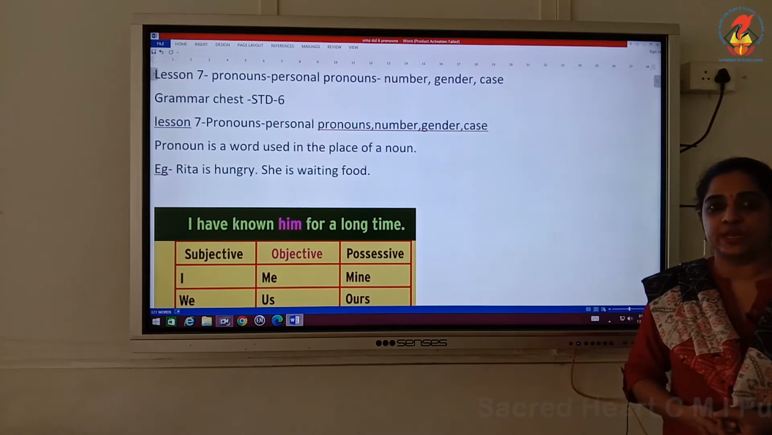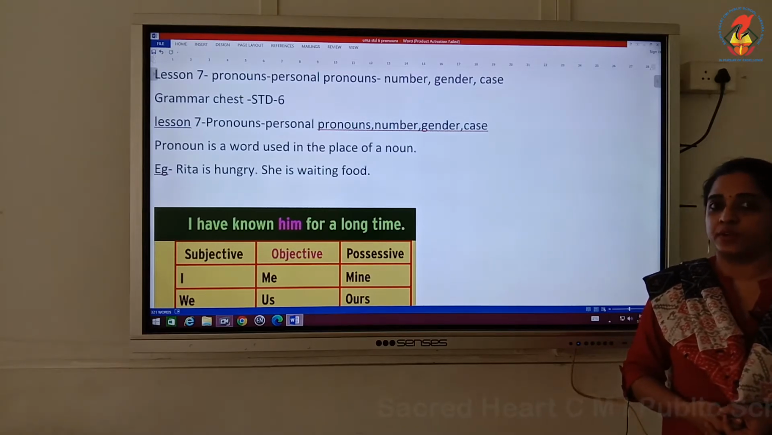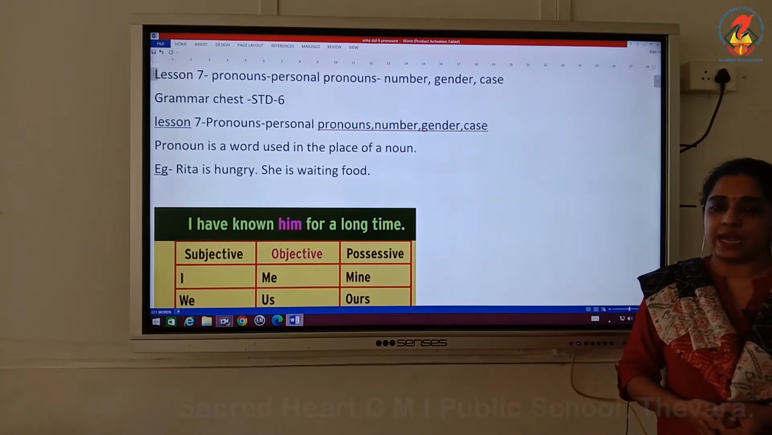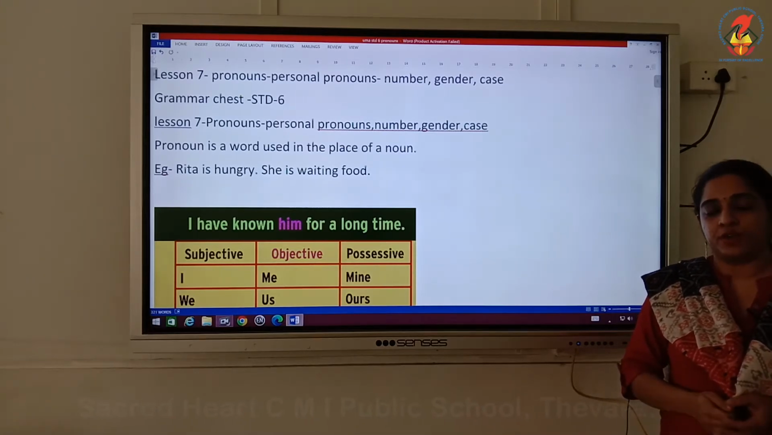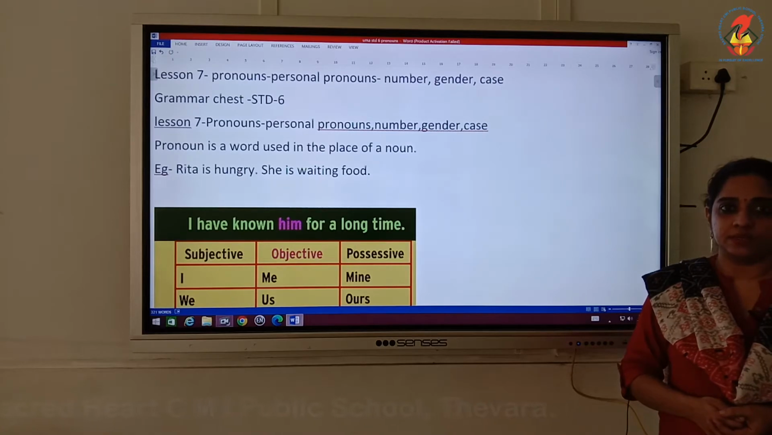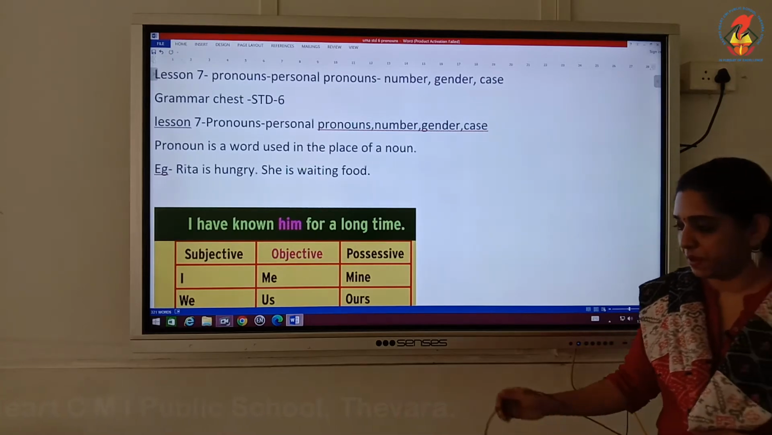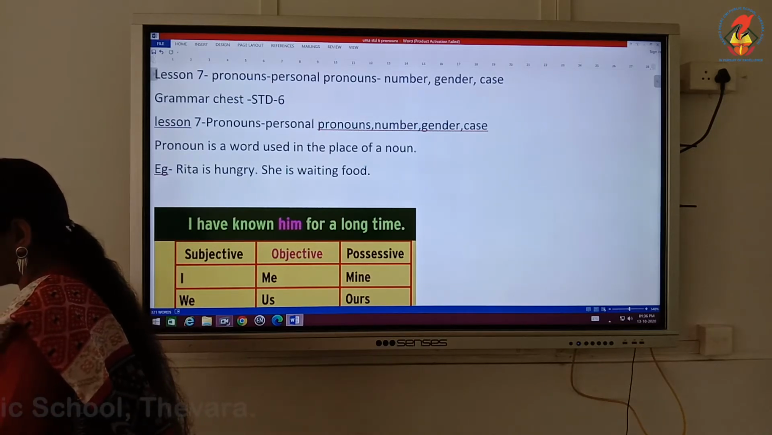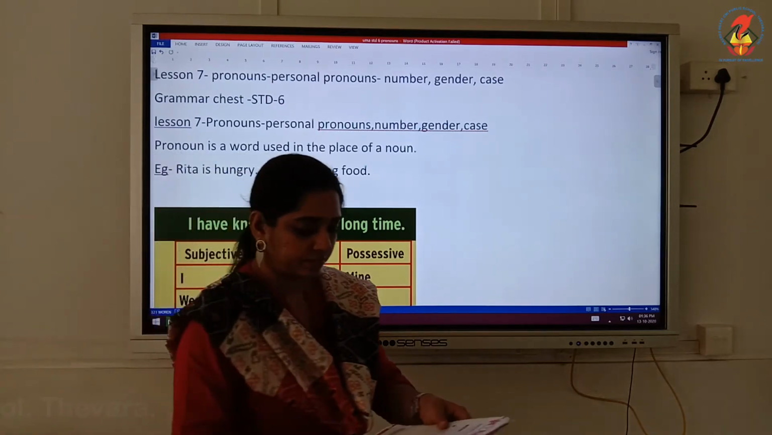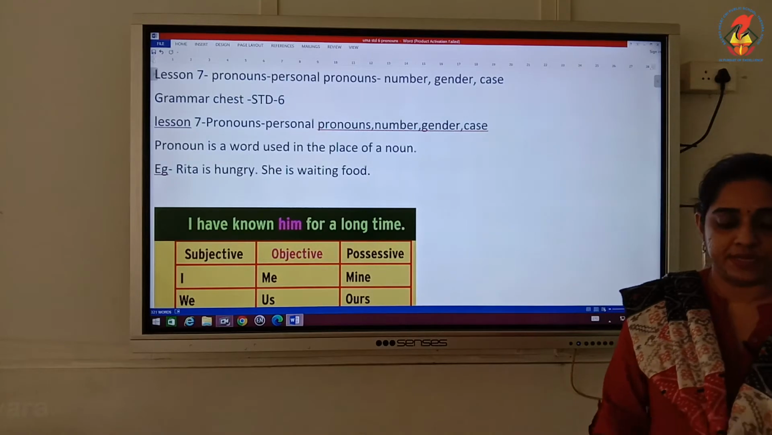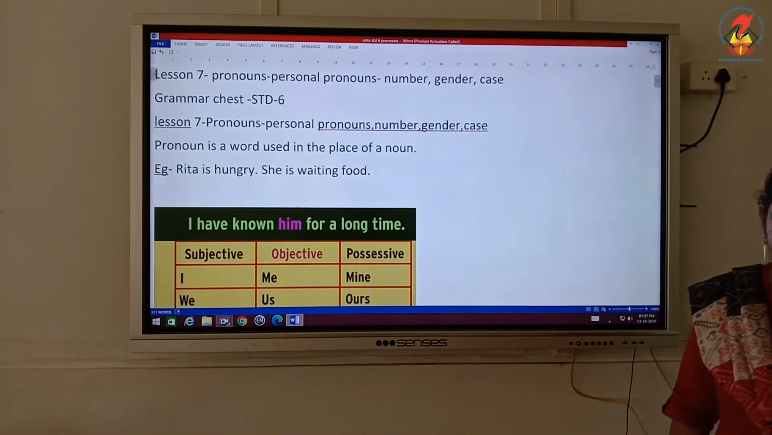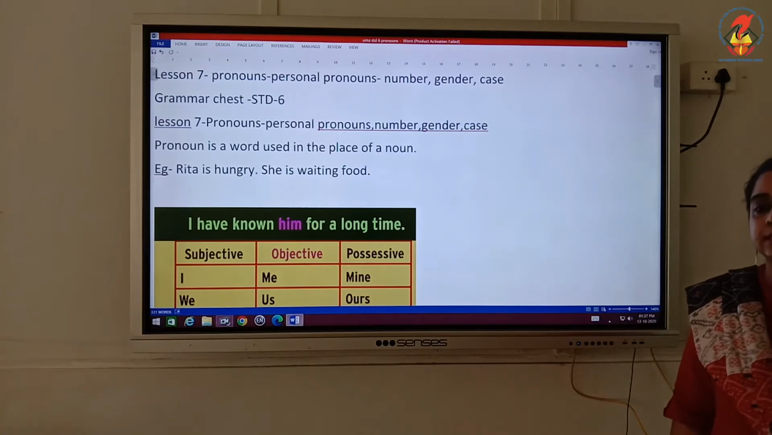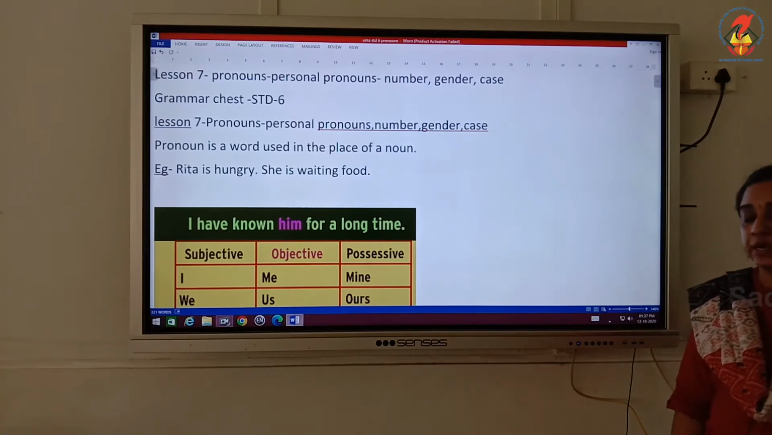Today we are going to study lesson 7 of the Grammar Chest textbook: pronouns, number, gender and case. I want everybody to take your grammar textbook. Please take page number 36, pronouns, personal pronoun, number, gender and case. This is the topic that we are going to study today.